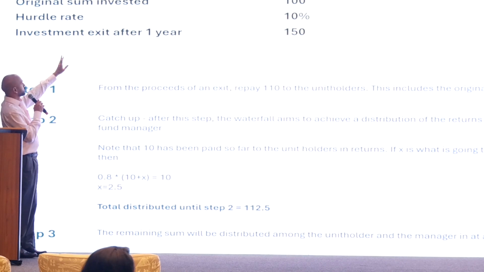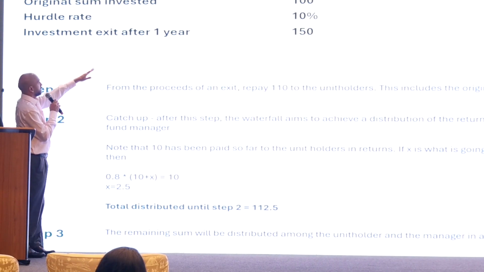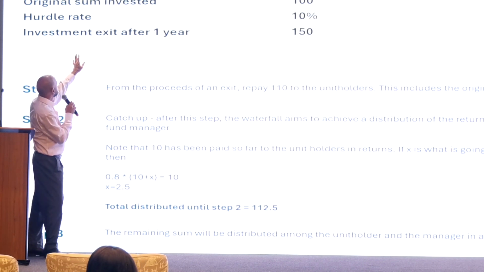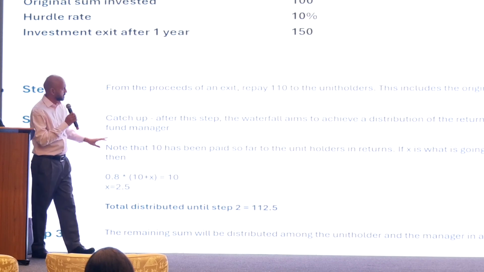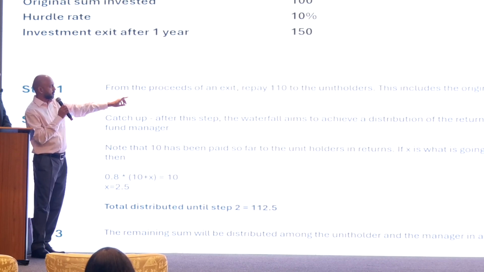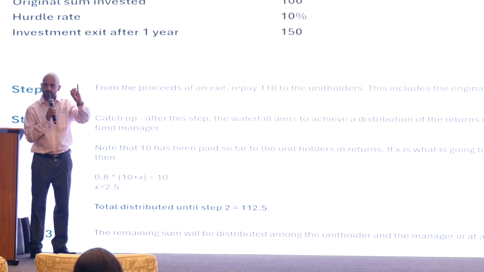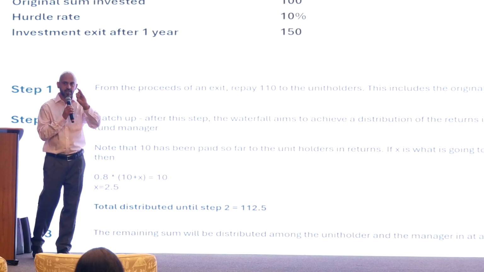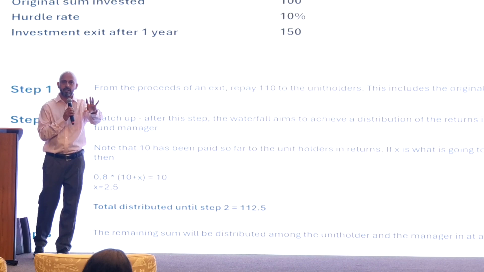this is a fairly simple case. Original sum invested is 100 rupees, hurdle rate is 10%. Let's assume that the exit after 1 year is 150. Fairly simple case. Step 1, from the proceeds of an exit, repay firstly your 100 back to the investor, which is the money he originally invested, and the 10 rupees, which is the hurdle rate. So your step 1 basically repays 110 to the investor.